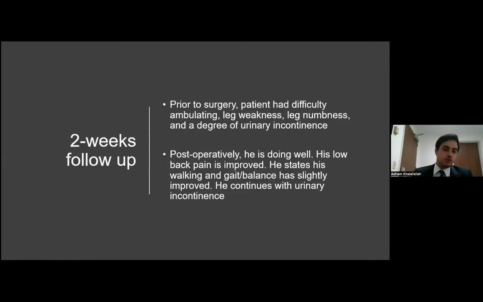So prior to the surgery, patient had difficulty in ambulating, leg weakness, leg numbness, and a degree of urinary incontinence. Post-operatively, he's doing well. His back pain has improved. He's stating now that his walking and the gait imbalance slightly improved. He still continues to have urinary incontinence.